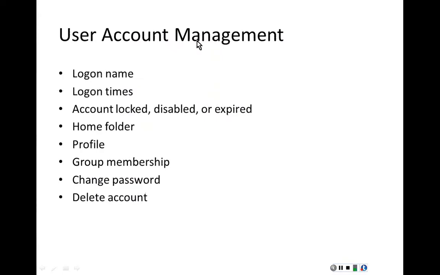So under user account management, we looked at login name and login times. And this is a tricky one, the difference between account locked, account disabled, or account expired. We saw that the home folder can be on the local workstation or up on the server, and that the profile can be on the local workstation or up on the server. We can add a user to a group, change the user's password, or delete the user account.